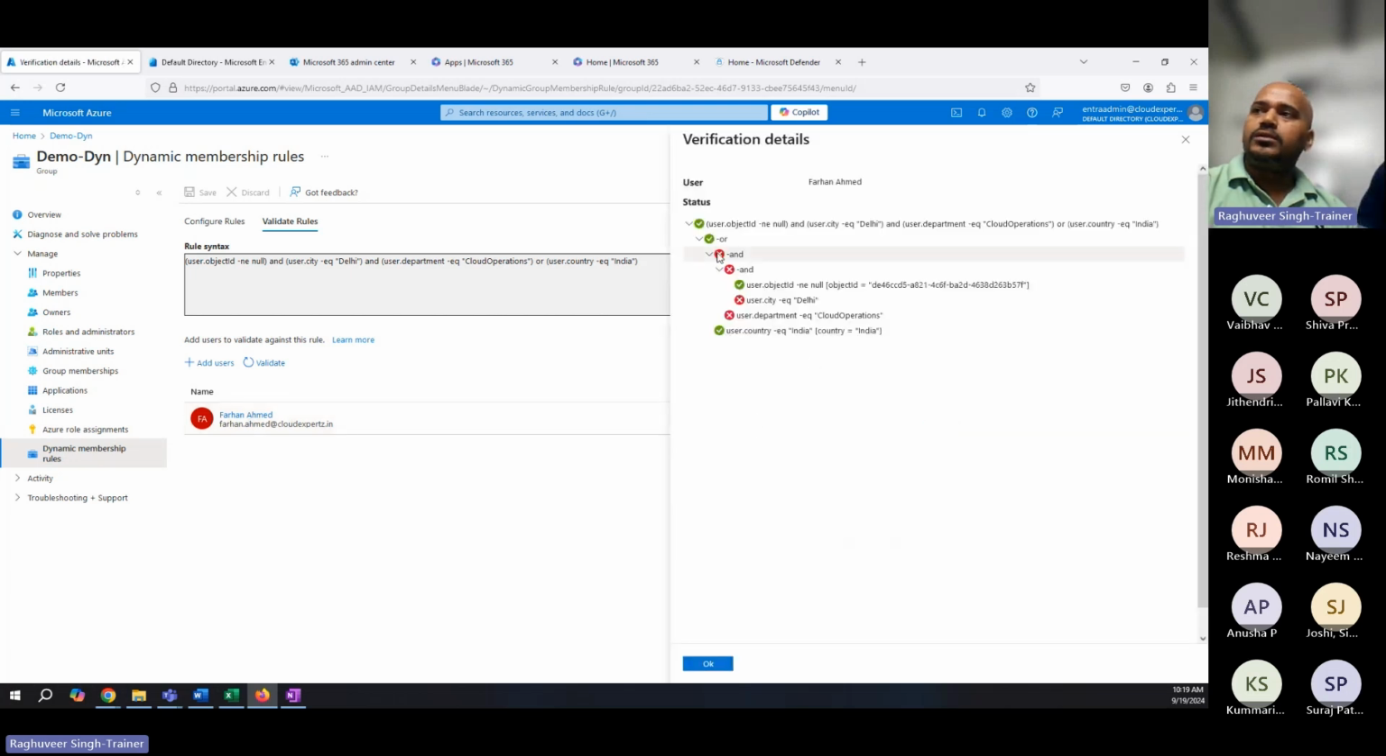It says view details. So this is where you see the error. See, this condition was satisfied, user object ID, so this was the logic, and or. This is where the challenge is. There are two ands together, and those are creating the challenge. So two ands should not be together. Make sense?